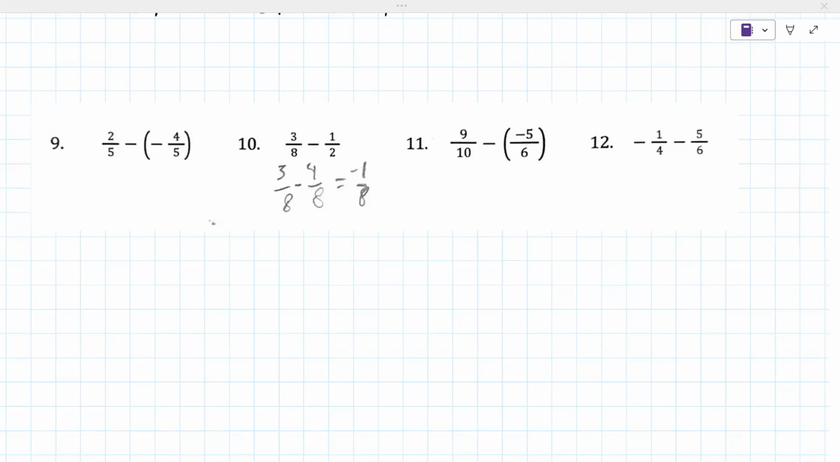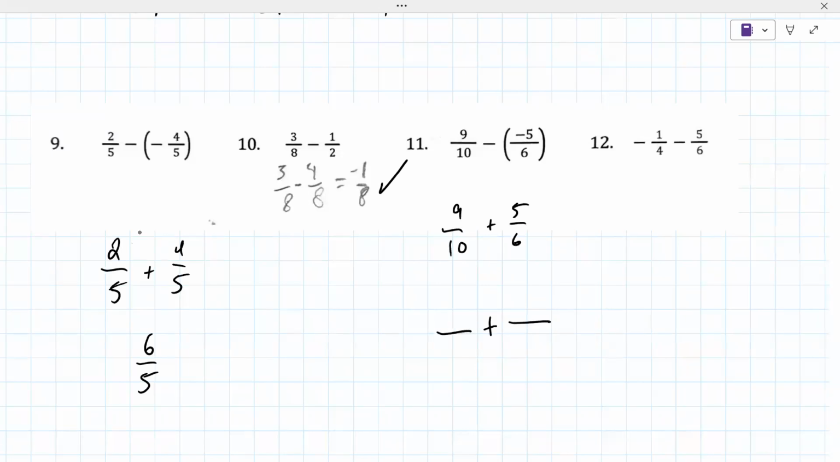So for number 9, I got 6/5. That's right. 2/5 plus 4/5 becomes 6/5. Good. Number 12, I got 7/15. Yeah, you said for 11. Yes, 11. So the double negative though, you're gonna add. What is your common denominator?